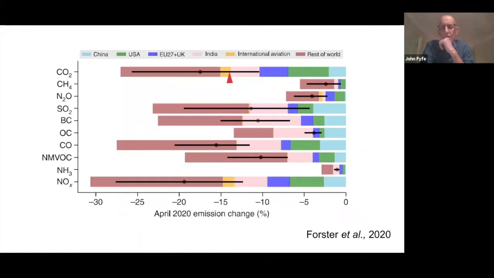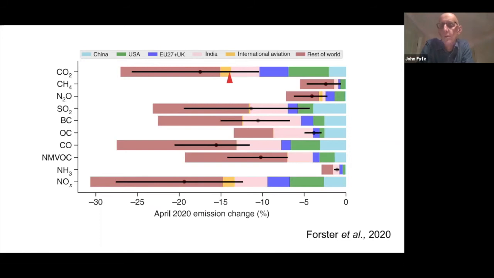And now this is another graphic before I get to the temperature plot that just breaks things down a little bit for us. So again, these are all these species on the left axis from carbon dioxide down to NOx. And these are the emission changes as a percent averaged over April, and then broken down into regions. So from the right to the left, you're looking at China, the USA, European Union and the UK in purple, India, international aviation, and then the rest of the world.